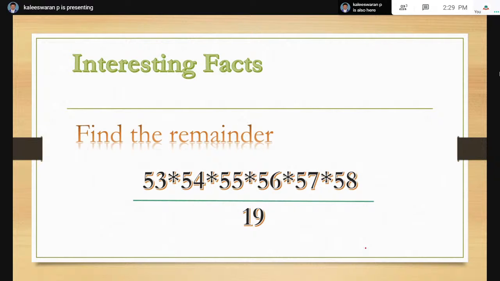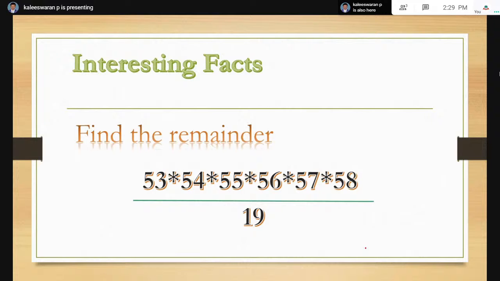Can you find the remainder of this question? I will give 10 seconds to find the answer. Here I am not bothered about the exact answer of the question. I'm asking for the remainder.